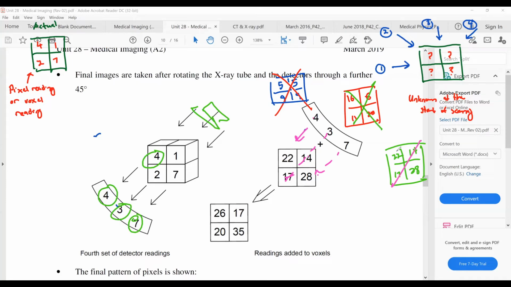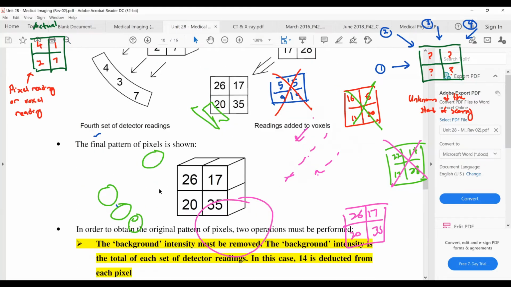So again, this one is no longer the current one. The new reading would now be this. So the new reading is now 26, 17, 20, and 35. Okay. Now, this is not yet the final reading of the slice. The actual reading of the slice is 4, 12, 7. So this one is not yet complete. How do you get from this to this?